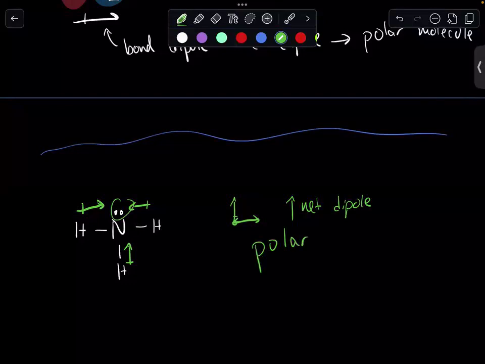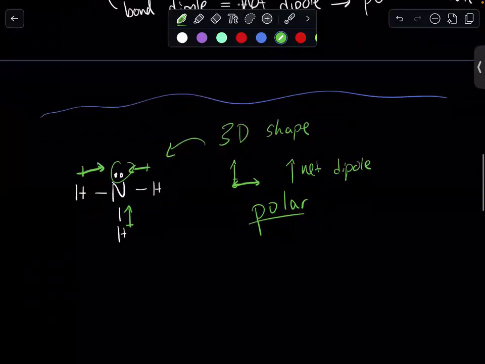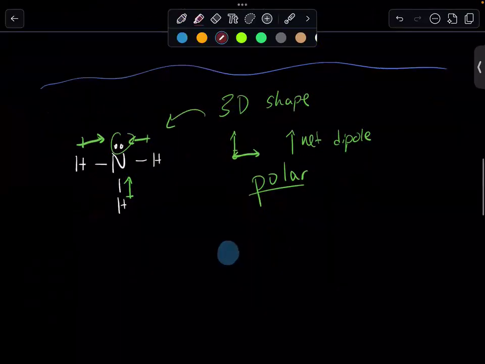But the thing we actually have to consider is that now that we are looking at an overall molecule, this is a three-dimensional shape. And therefore, these dipoles don't necessarily cancel that same way. Ammonia looks a little more like this, and I'm going to use blue for the nitrogen and red for the hydrogen. And I'll use yellow for our electron pairs.